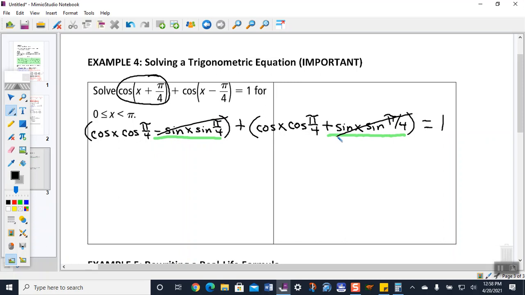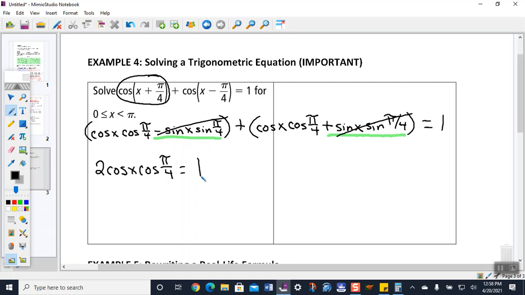Now, talk to me about the terms that are left. What's true about the two terms that are left? Do you guys agree that we're now down to 2 cosine x, cosine pi over 4 equals 0? I'm sorry, that should equal what value, kids? 1. Yeah, my mistake. You guys with me on that so far?